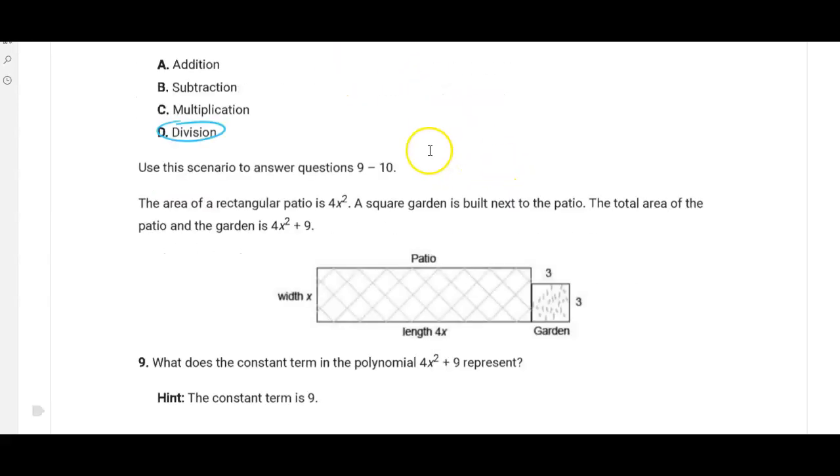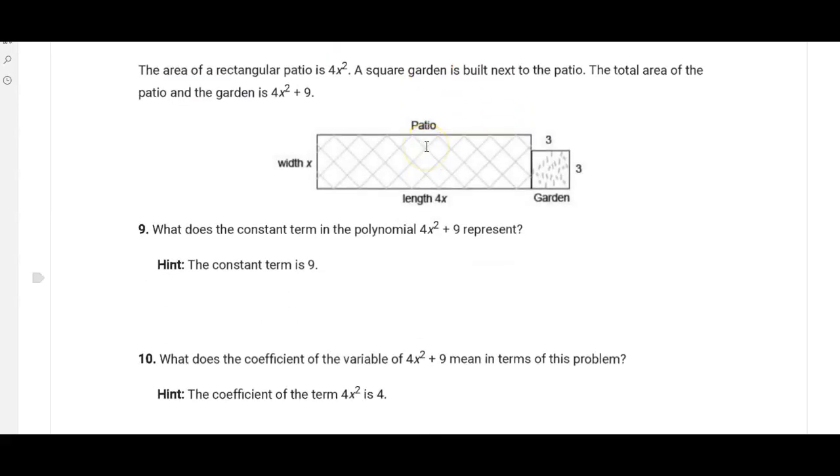All right. Now, the area of a rectangular patio is 4x squared. A square garden is built next to the patio. The total area of the patio and the garden is 4x squared plus 9. What does a constant term in the polynomial 4x squared plus 9 represent? If we think about it, we took the area of this patio, and if I look at it, the area of the garden is 9. So the constant term 9 represents the area of the garden.